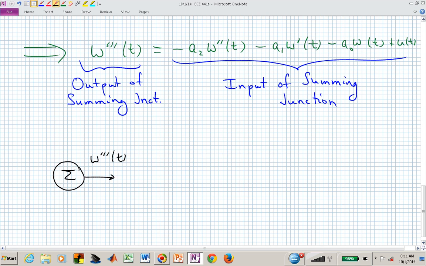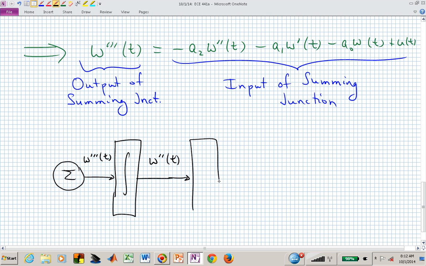If we integrate that once, running out of space, coming out of that we have just the second derivative. We integrate that, we have the first derivative. Didn't you wish calculus was this easy? And you integrate that again.